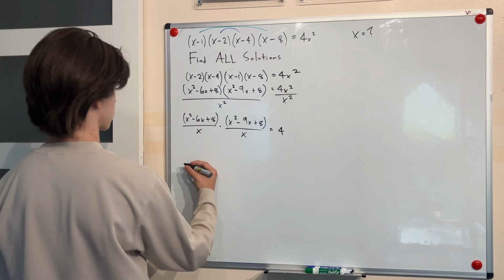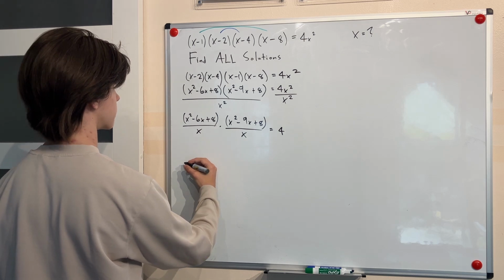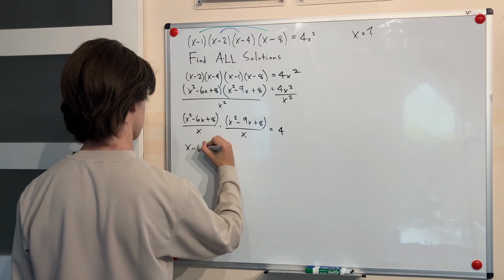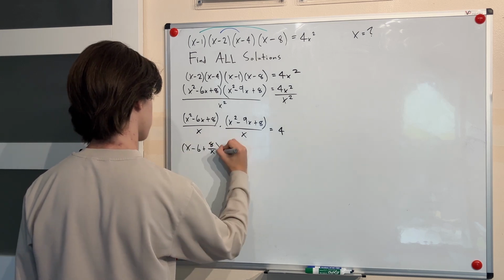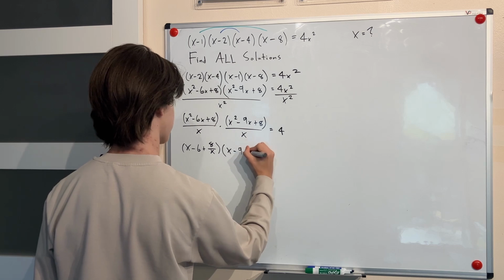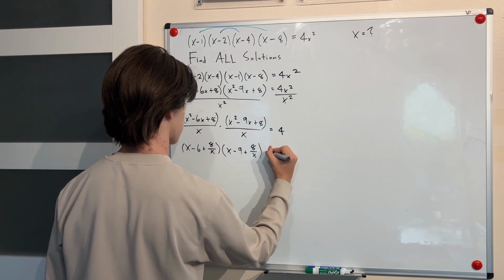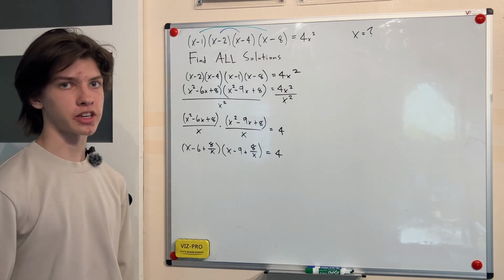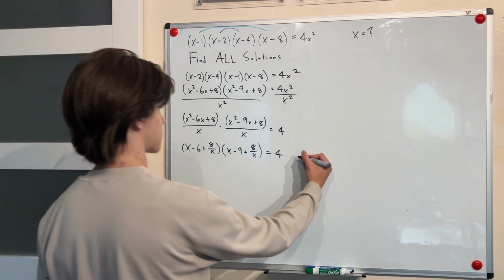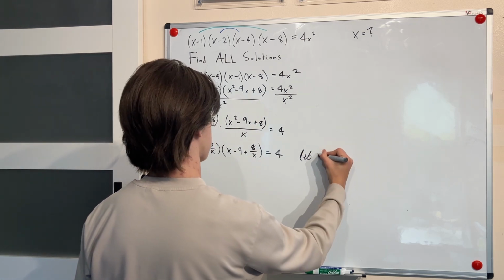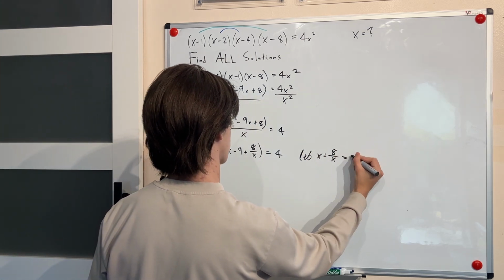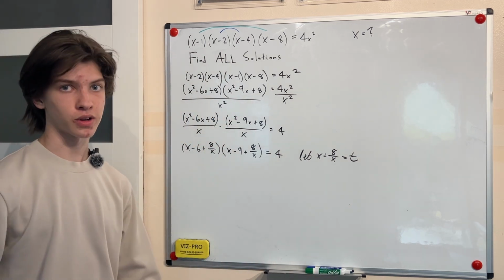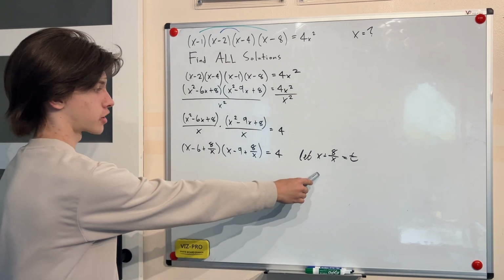And now if we keep doing that, we get x minus 6 plus 8 over x, times x minus 9 plus 8 over x, right? And that is equal to 4. And this is absolutely beautiful, because now we can make a substitution if we just let our x plus 8 over x be equal to an arbitrary variable t. We could just plug in t, solve a quadratic for t, and then solve another quadratic to find all the x terms.